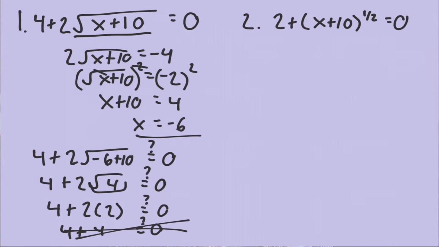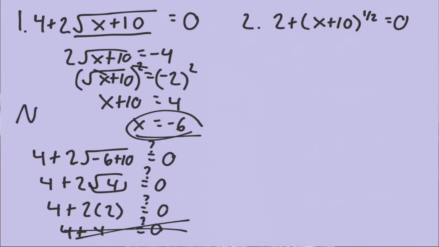Which means -6 is an extraneous solution. It was a solution that we came up with that's not really a solution of the problem. So our actual answer is going to be no solution.